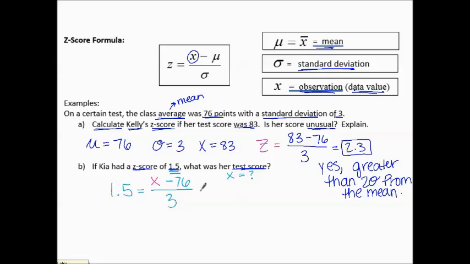Okay, so now I'm going to multiply both sides by 3 to cancel out my 3's. 3 times 1.5 will give me 4.5 is equal to X minus 76. I'm going to add 76 to both sides to solve for X. And I'm going to get X is equal to 4.5 plus 76, which gets me 80.5. So that would be Kia's test score if she had a z-score of 1.5.